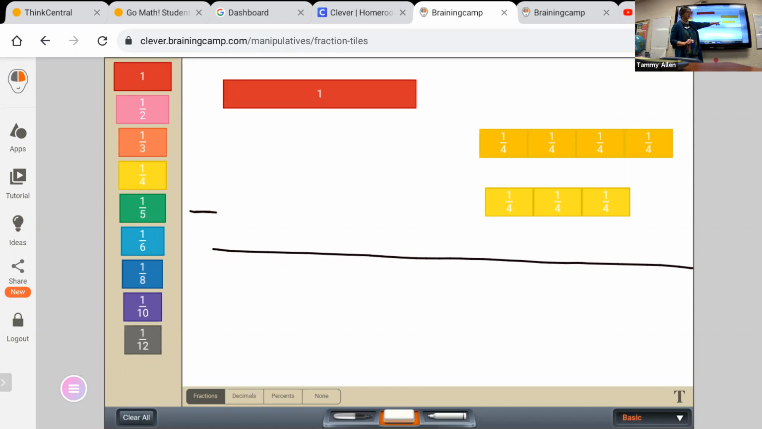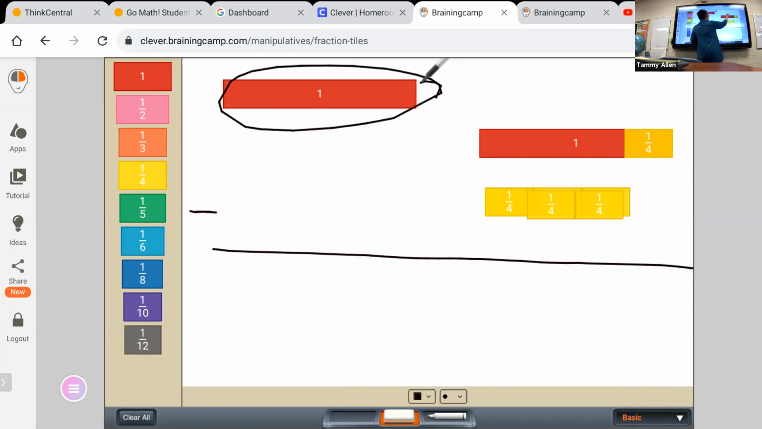if I want to subtract off 3/4, right? I can eliminate 1, 2, 3 of them, right? So I've now eliminated all that, right? Those are gone. This piece is gone, right? I am left with 1 and 1/4.